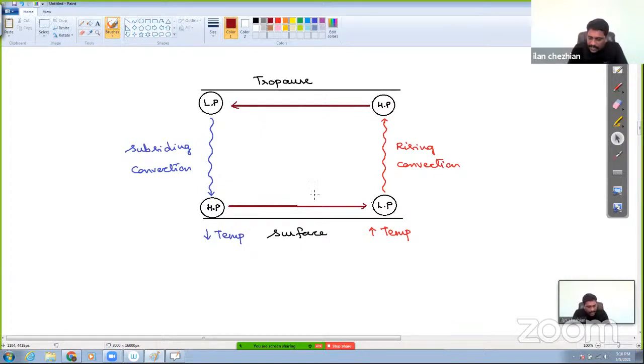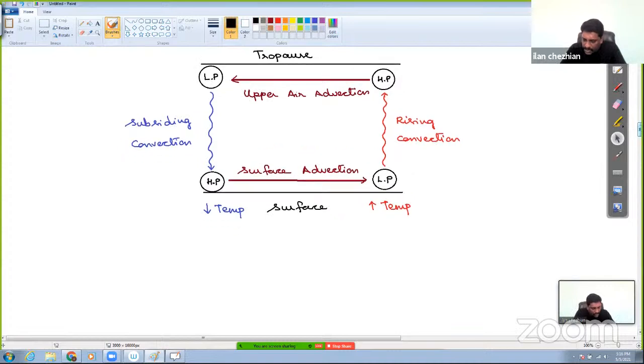The wind which is moving at the surface level, you call as what? Surface wind. Or, very technically, this wind you call advection. Technical reference of wind: advection. Wind moving at tropopause level, you call as what? Upper air wind, or upper air advection. Now if you ask me to give the relation between all these processes, I'll tell you.